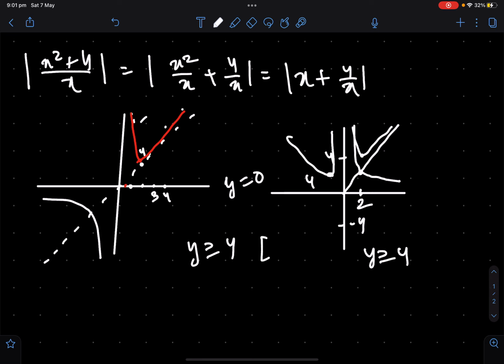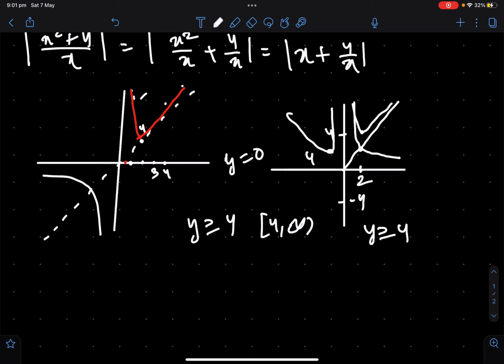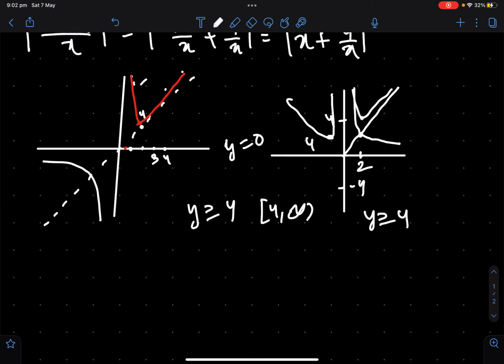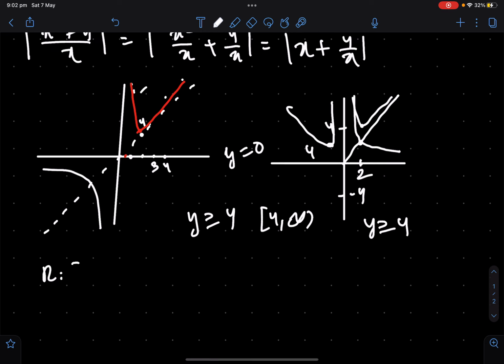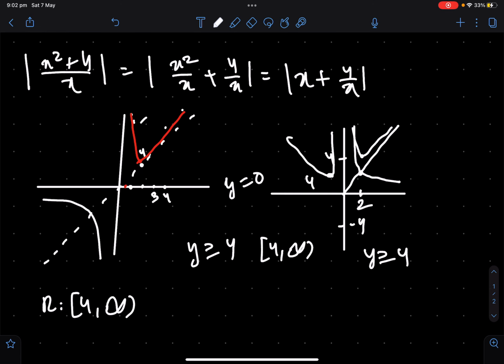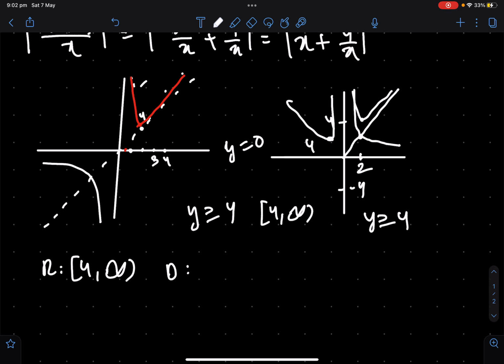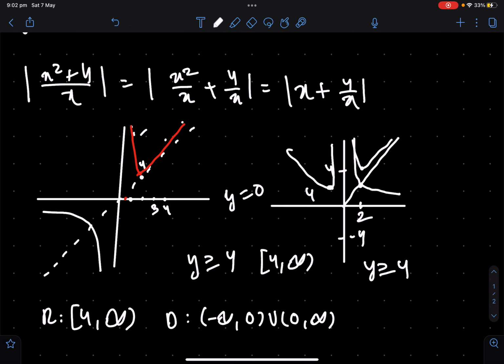Or in interval notation, it will be open square bracket 4, infinity normal bracket. Now this is our range, and we will just write that here. It is important we write it in interval notation. That is very common in our exam. And our domain is just, if you look at this original function, x cannot equal 0, meaning we have from negative infinity to 0, or 0 to positive infinity. And that is done.